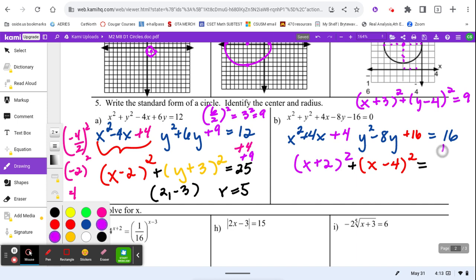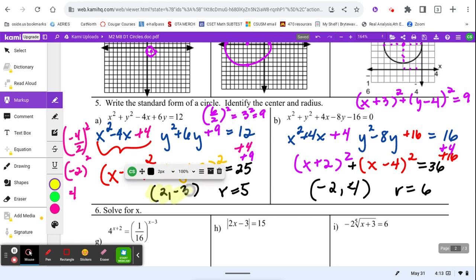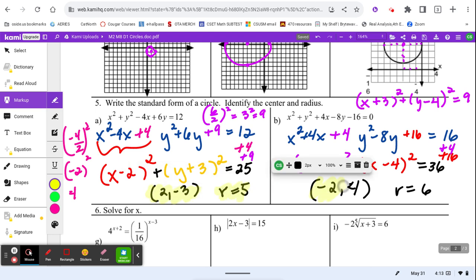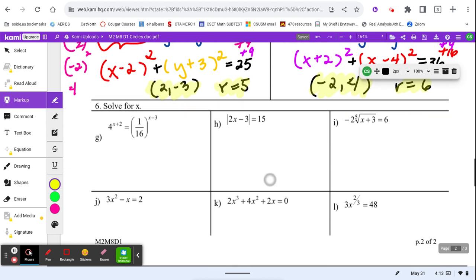So if I added 4 for the first perfect square and I added 16 for the second, I'm going to get a total there of 36. And now I can easily see my center and my radius from this form. So how are you doing on these complete the squares? Are you understanding the grouping part? Are you understanding how to add to both sides, etc.?